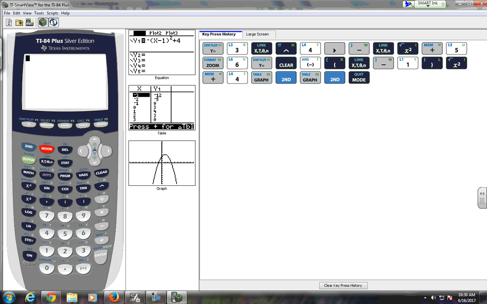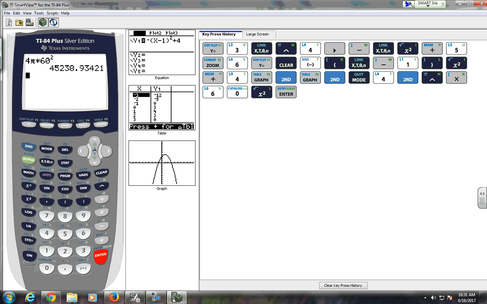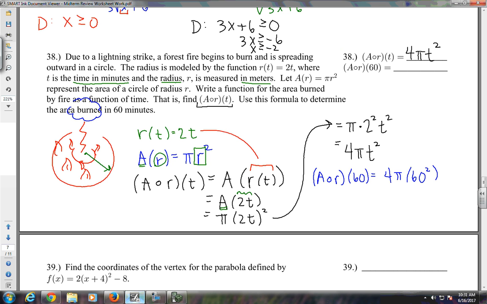So we have 4 times pi. Pi is over here above your caret key. So to access it, we have to press the second key and the pi key. Times 60 squared. And we'll round it off to the nearest whole, 45,239 square meters. Remember, area or radius was measured in meters, so area is in square meters.